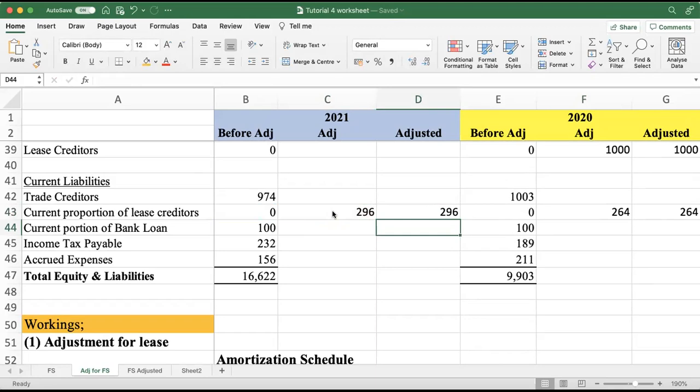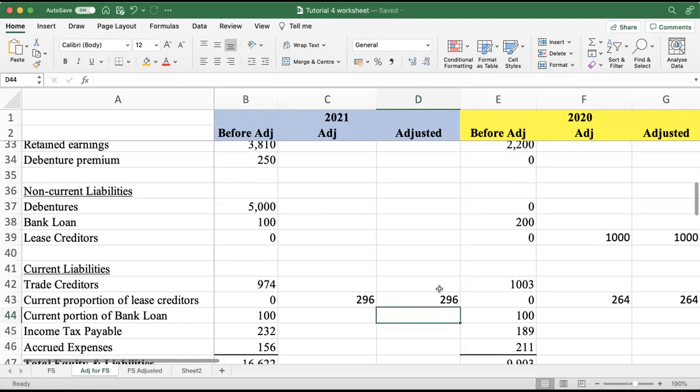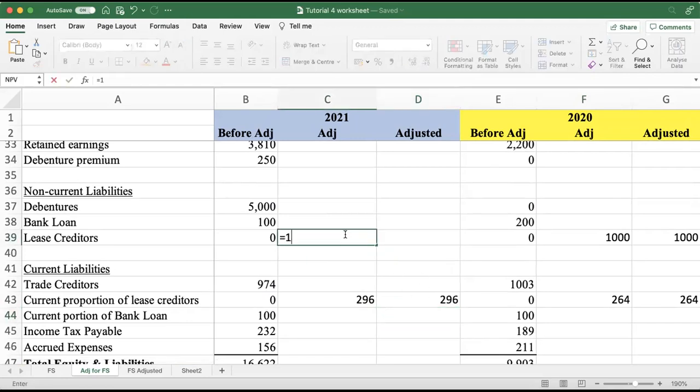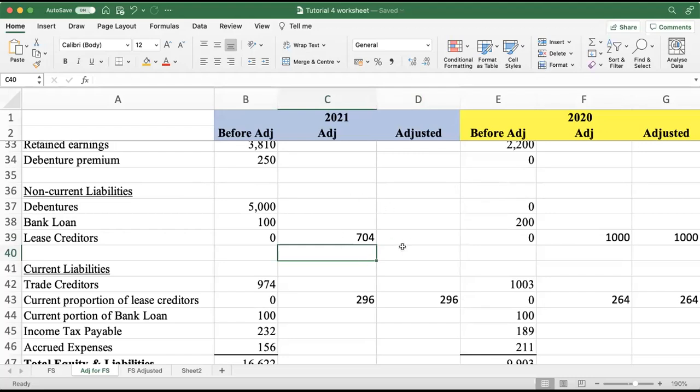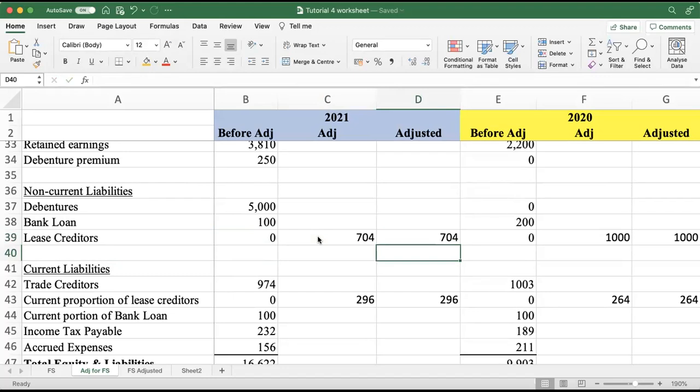Then out of 1,000, 296 is current liability. The balance 1,000 minus 296, the balance 704 is non-current liability.